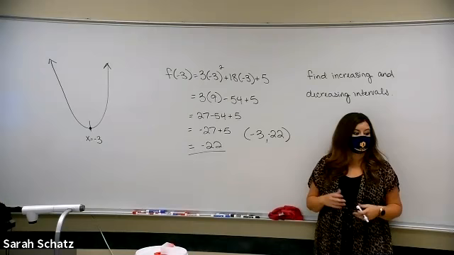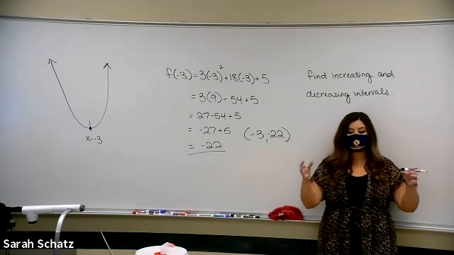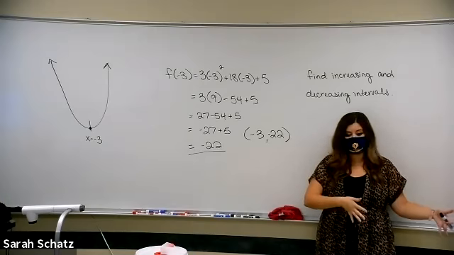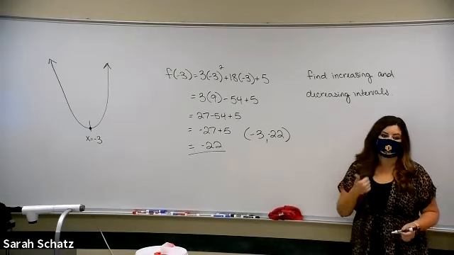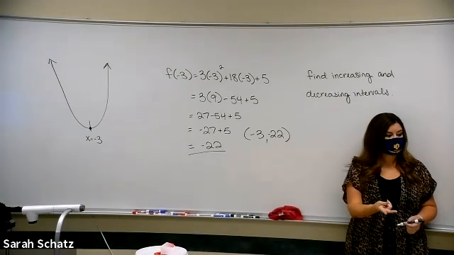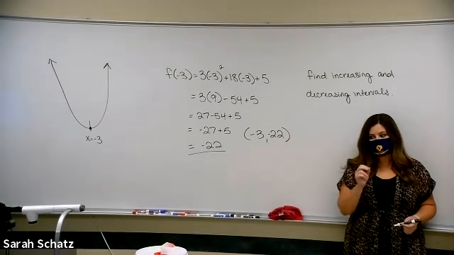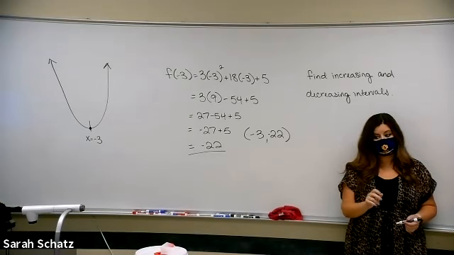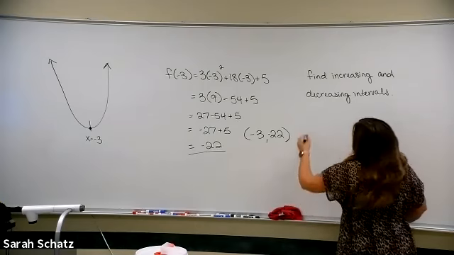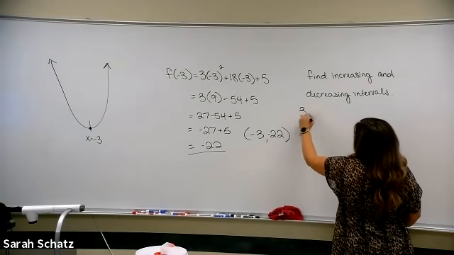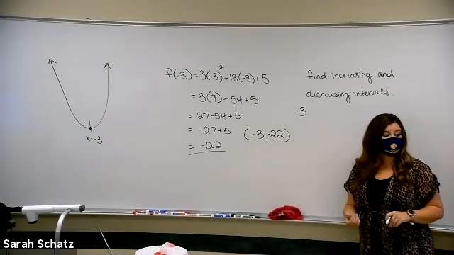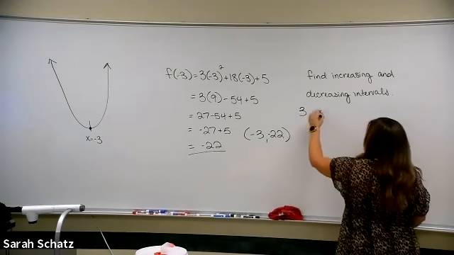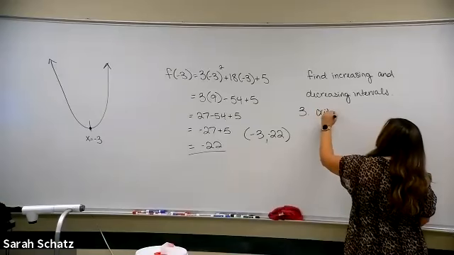A lot of our functions are going to have multiple intervals that go up and multiple intervals that go down. So here's what you do. What did we already do? We found the derivative. We set it equal to 0. We found critical points. Take the x values you found for critical points. Ours just had 1. So I guess this would be step 3. Put it on a number line. Put your critical point on the number line.